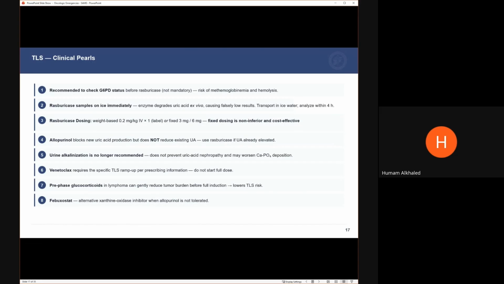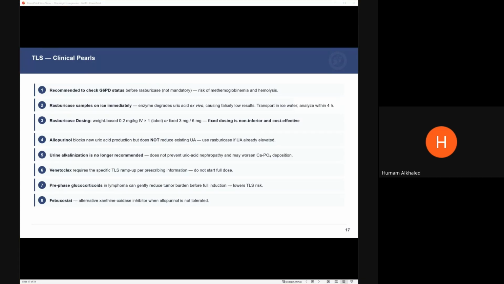Rasburicase blood samples must go on ice. This is actually important and it's overlooked in many hospitals because when we draw blood from a patient that we already gave rasburicase, that enzyme is still active in the tube at room temperature. And the way to stop it from breaking down more uric acid is to put it on ice. Otherwise, you will have falsely low results. And ideally, we would put it on ice and analyze it within 4 hours of drawing the sample.